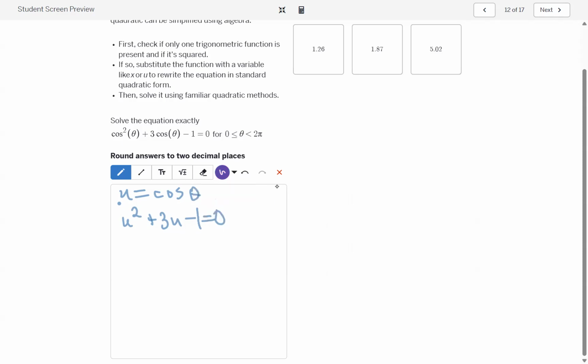But let's start with our quadratic formula. Normally the quadratic formula starts with x equals because the standard form quadratic is written in terms of x. Our quadratic is written in terms of u, so I'm going to write u equals for the start of our quadratic formula. So u equals negative b, which is -3, plus or minus the square root of 3 squared minus 4ac, all over 2a.